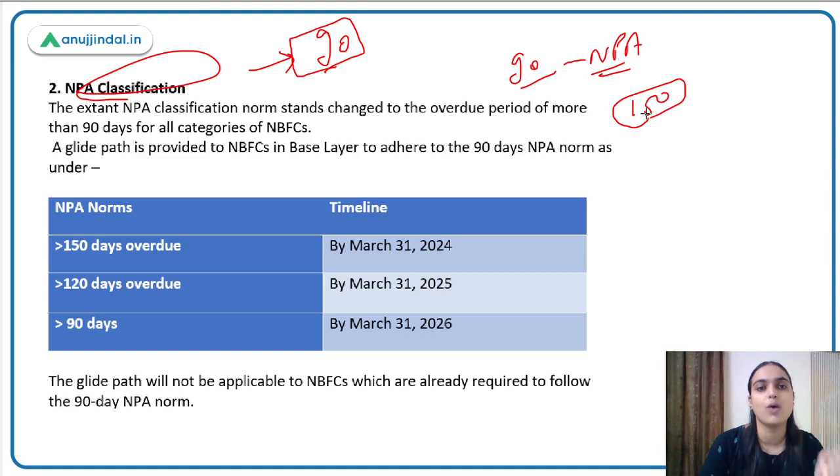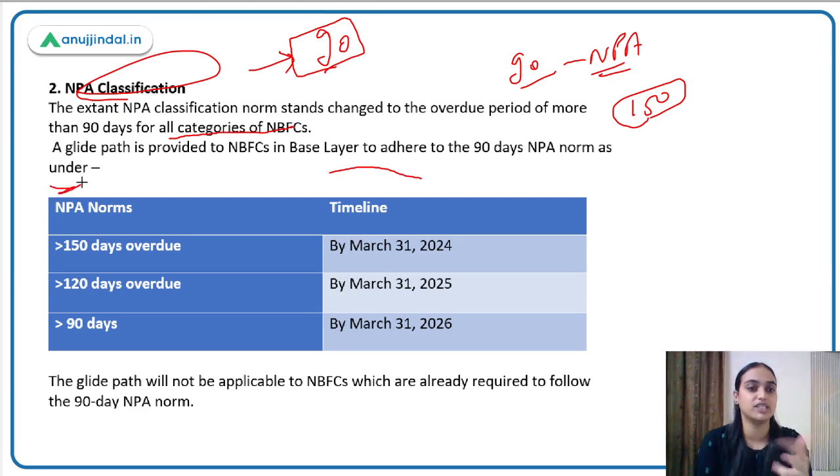So now what RBI has said as per the new set of regulations, that all the NBFCs, the NPA classification norm changed to overdue period of more than 90 days for all categories of NBFCs. So a glide path is provided to NBFCs in base layer to adhere to 90-day NPA norm. So जो NBFCs ये norm नहीं follow करती थी कि 90 day के beyond उन्हें NPA declare करना पड़ेगा, अब over time उनको ये norm follow करना पड़ेगा. Now over time they have to adhere to this norm that beyond 90 days a loan will be an NPA.